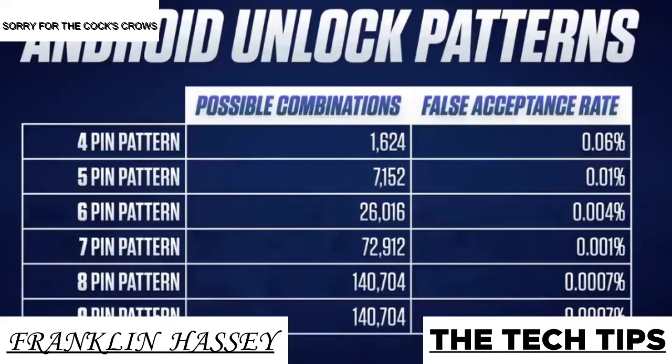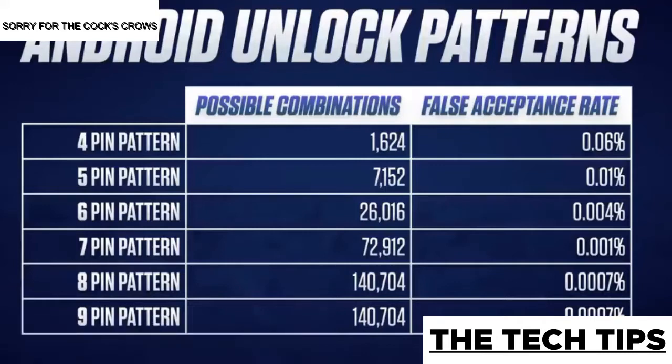Then we have 5 points, having 7,152 combinations, about 0.01% false acceptance rate, and it increases up to the eighth one. The eighth one and the ninth one have the same combination and the same false acceptance rate, the reason being that you have to pass through all the eight points, remaining the last, which is the ninth one, before you can use the ninth point. So they all have the same possible combination of 104,704 with a false acceptance rate of 0.007%.